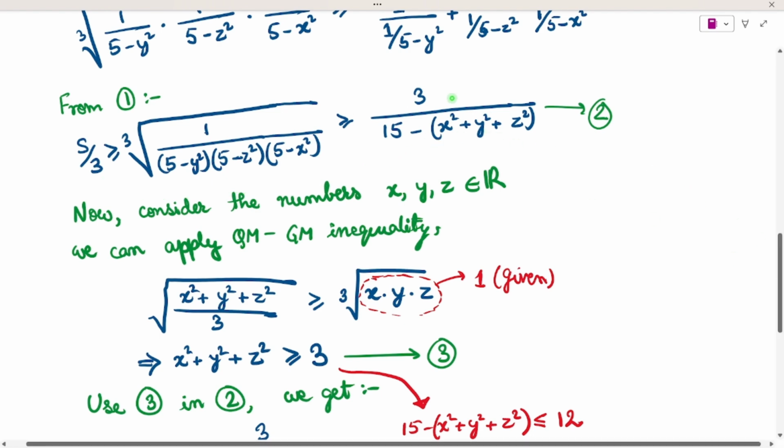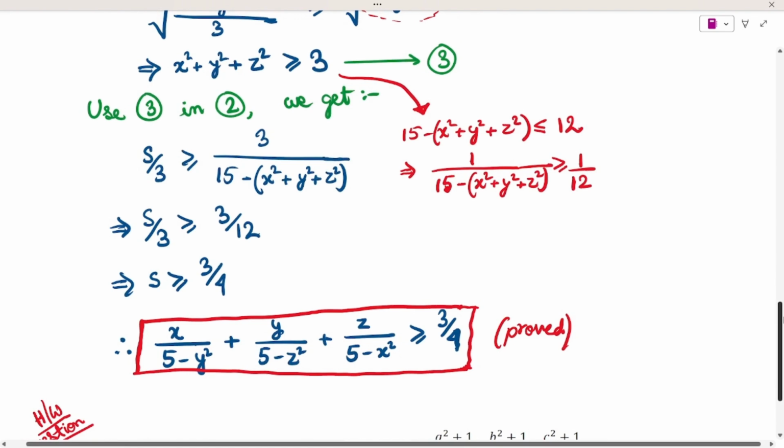Now you know 1 by 15 minus x squared plus y squared plus z squared is greater than equal to 1 by 12, sorry, greater than equal to 1 by 12. So this thing right here has to be greater than equal to 3 by 12, right? 3 by 12. So this thing has to be greater than equal to 3 by 12.